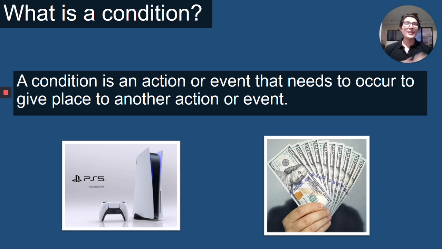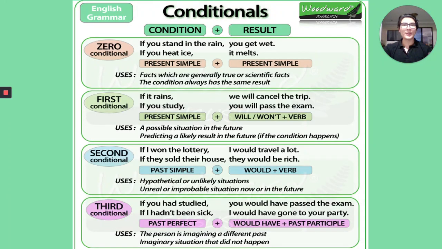You first need to have something. In this case, you need to have the money in order to get the thing that you want. In this case, I want the PlayStation 5. Now, let's move on to the next.